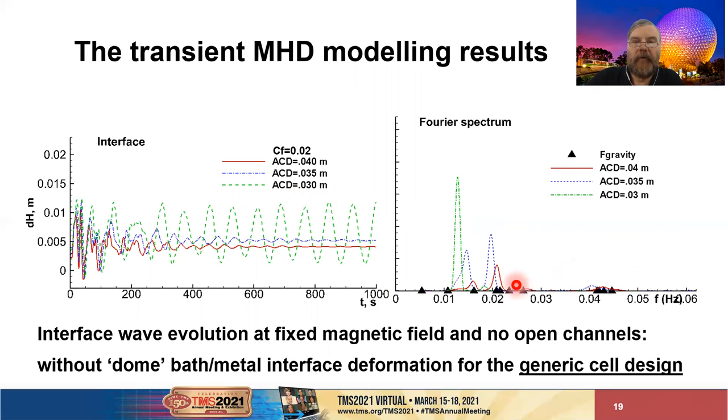And you can see on this side here the Fourier spectrum analysis, where you can see the dominating frequency of the wave. And you can see that once you go from the red to the green, you have a shift of frequency. So the one that is amplifying is at that frequency here.